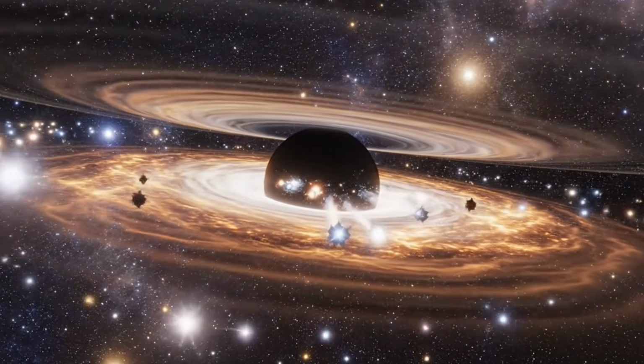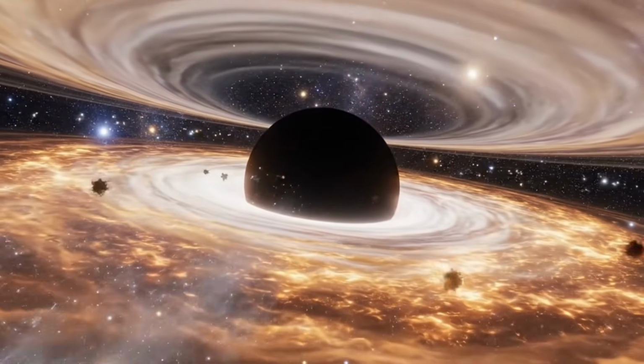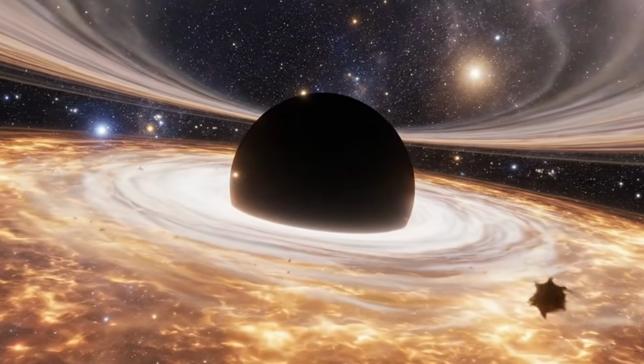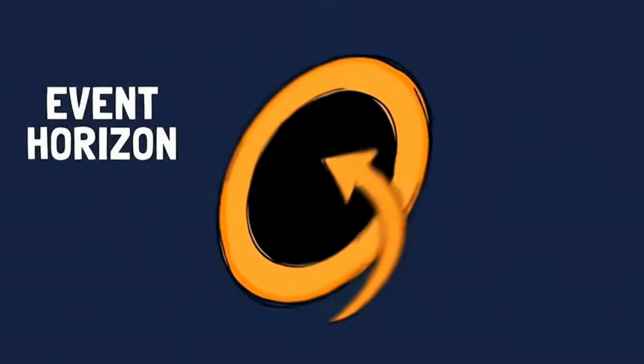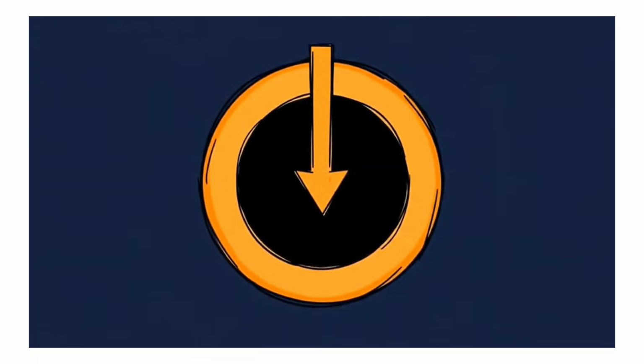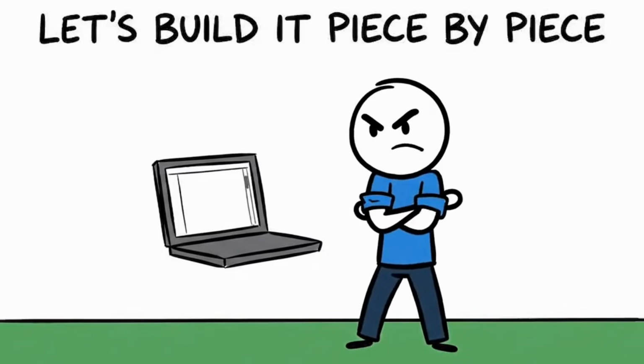The screen in front of you right now shows a glowing disk of gas and dust spinning around a point of pure darkness. That point is an event horizon, and you made it. Actually, you are about to make it. So let us go back to the beginning and build this thing piece by piece.